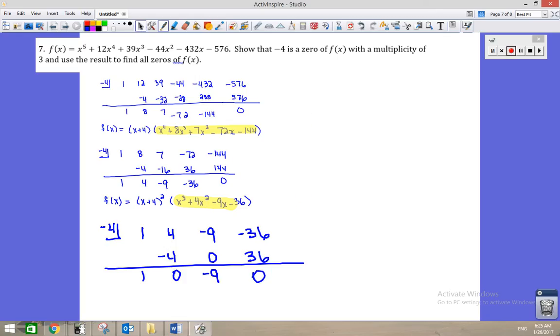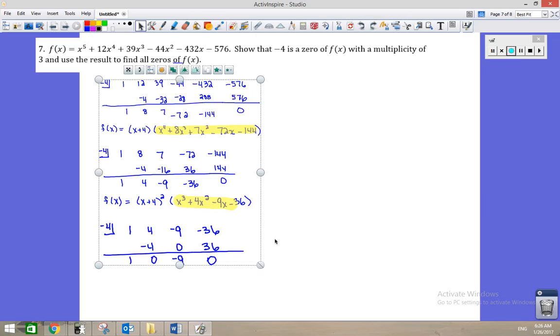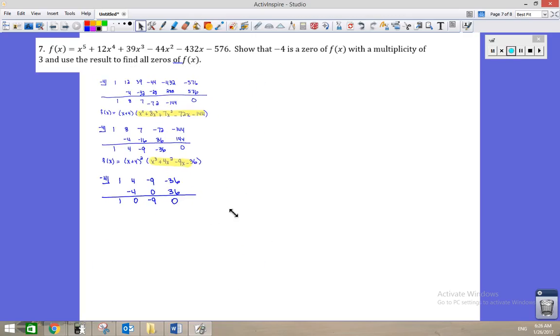So we can now write this in factored form. We factored it completely because we have the 3 factors here, this multiplicity 3, and now I've got x squared. The 0 is 0 x's, which I don't have to put 0x because 0 times x, then minus 9.